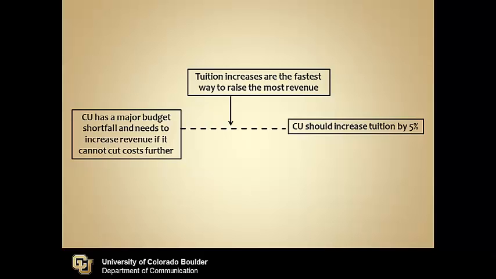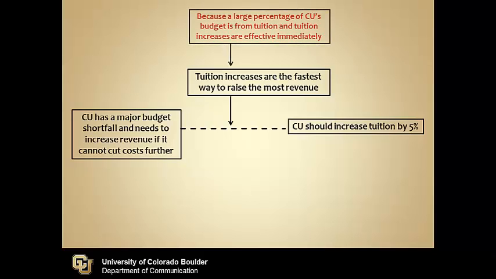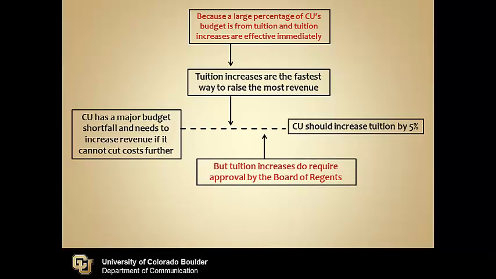And we could enhance this warrant with some additional backing, like saying that such a large percentage of CU's budget comes from tuition, and tuition increases are effective immediately. But of course, we also need to qualify our claim and make it more focused. We should note that tuition increases do require approval from the university's Board of Regents, so this could turn the tuition increase into a political issue since the Board of Regents are elected. So there are some limits to our claim.